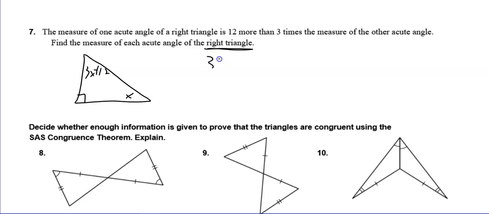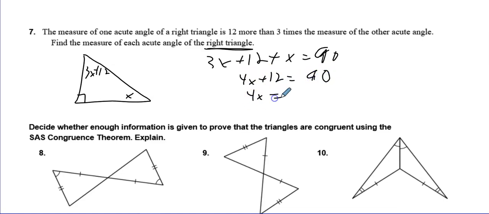I'm just going to do the shortcut because I know that these two angles add up to 90 because that's all that's left in a right triangle. So that's going to give me 4x plus 12 equals 90. I'm going to subtract 12. It's going to give me 78. And I'm going to divide by 4. 4 goes into 7 one time. And this is going to end up as a decimal, 19.5.